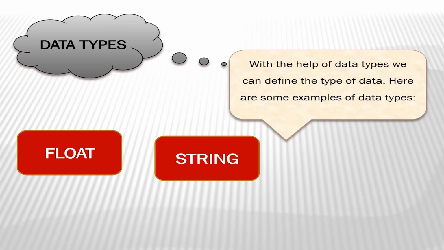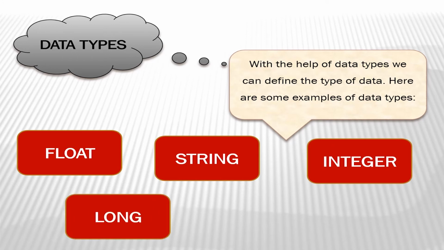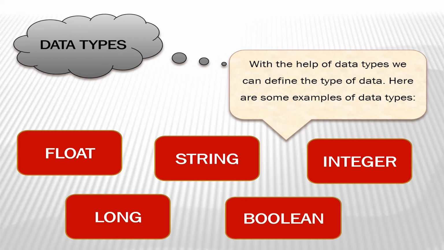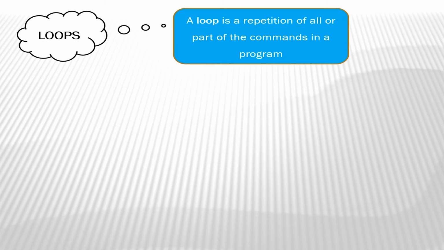A string can be a text or a string of letters. An integer. These are whole numbers without decimals in them. Long. These are large numbers. Boolean. These can be defined as true or false values. A loop. This is a repetition of all parts of the commands in a program.